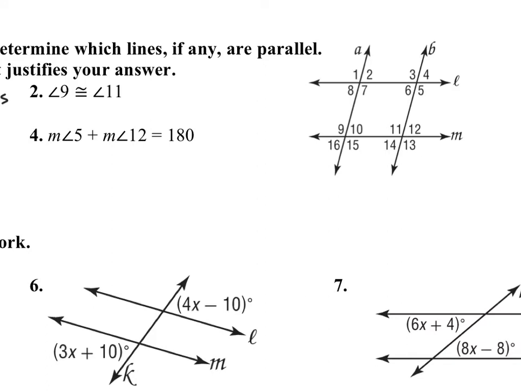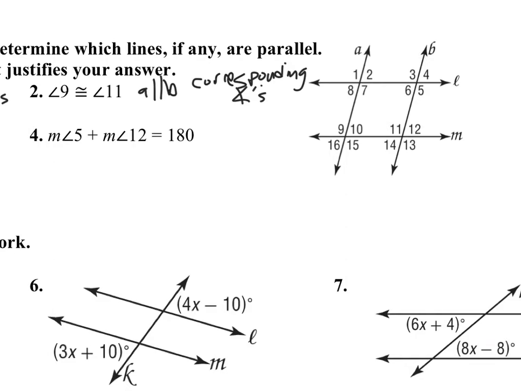Then let's take a look at angles 9 and 11. 9 would have to be congruent to 11. Here's 9, here's angle 11. These are corresponding angles. So A and B would have to be parallel in order for these two angles to be congruent. So I'm going to say A would have to be parallel to B, and these are corresponding angles, for us to say that.